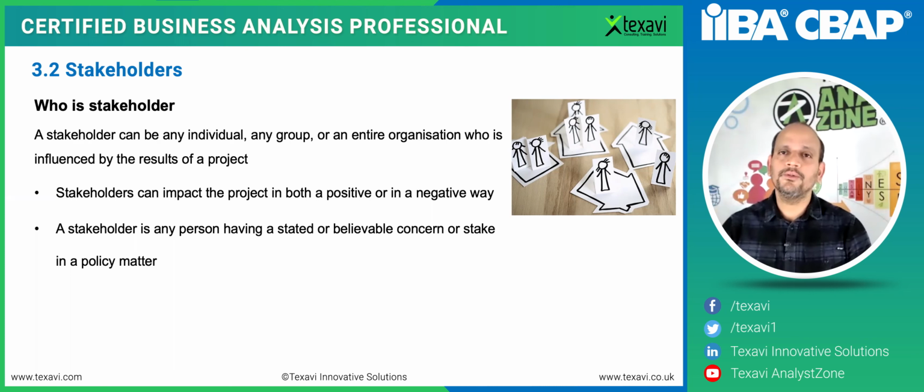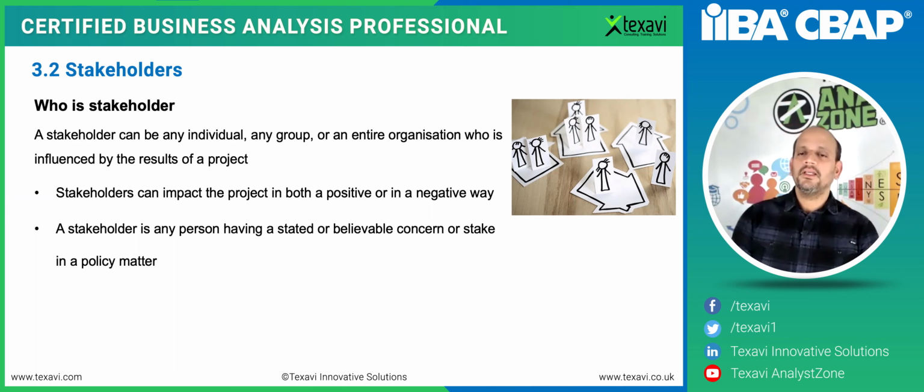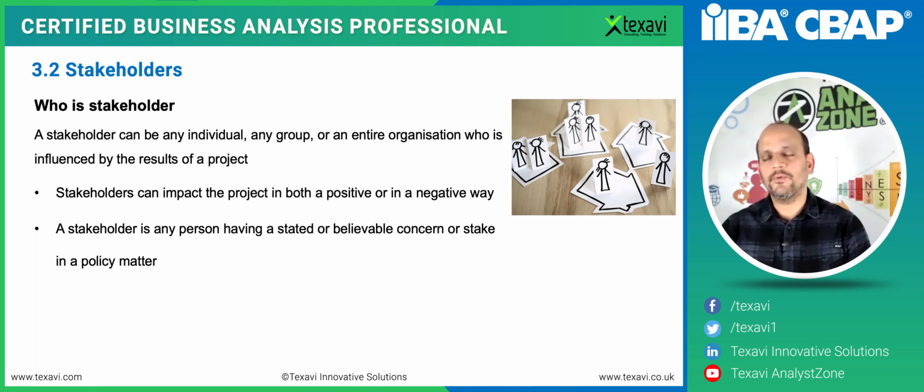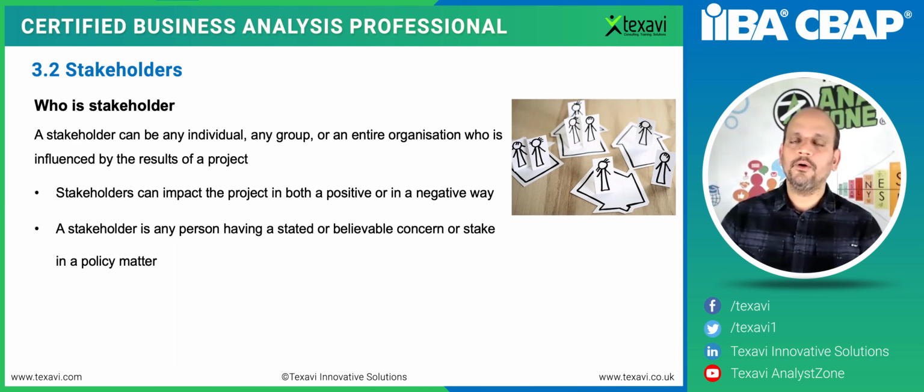So the perception amongst the neighborhood stakeholders could be that it will have a negative impact on them. Again, it could be true or it could be false. That's a different thing, but that's their perception of the potential impact of your solution or project. A stakeholder is any person having a stated or a believable concern or stake in a policy matter. It could be a reality or a perceived notion of that particular impact. It need not be true.